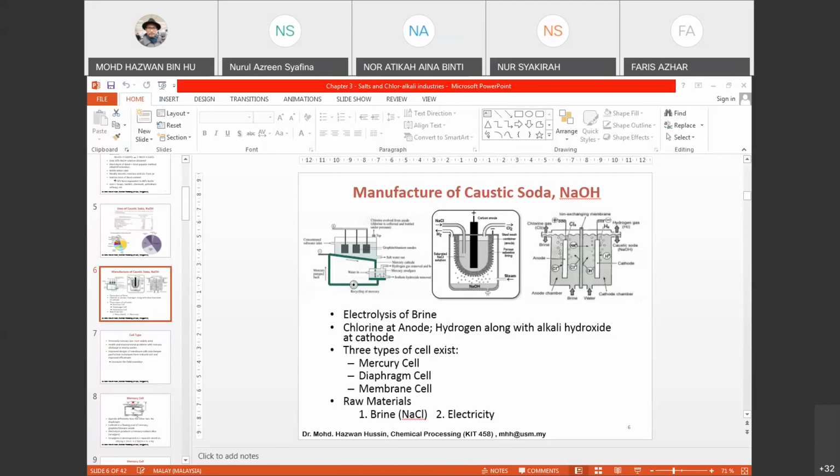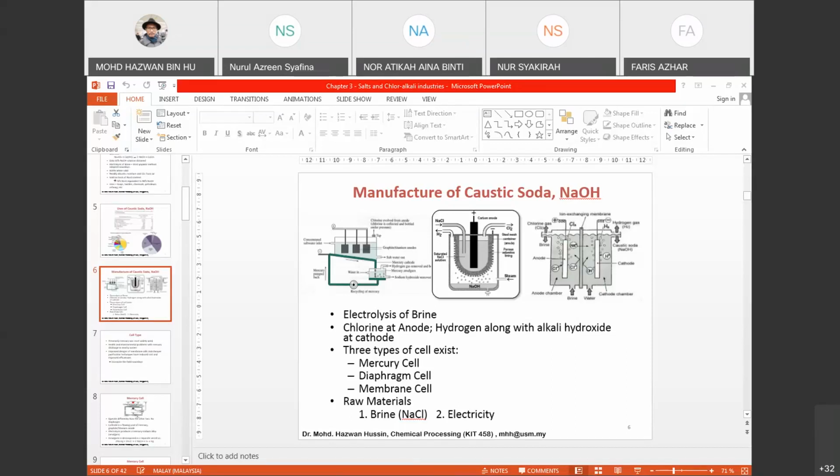From my understanding, the Mercury Cell produces around 50% sodium hydroxide with low salt content. So what are the requirements for the Mercury Cell? The requirement is that the cathode should have a flowing of mercury. So what would be the cathode in this case?